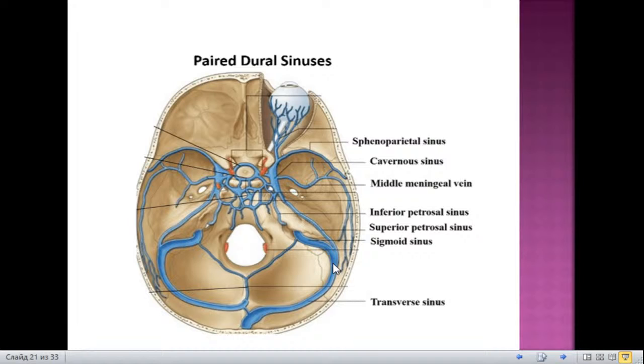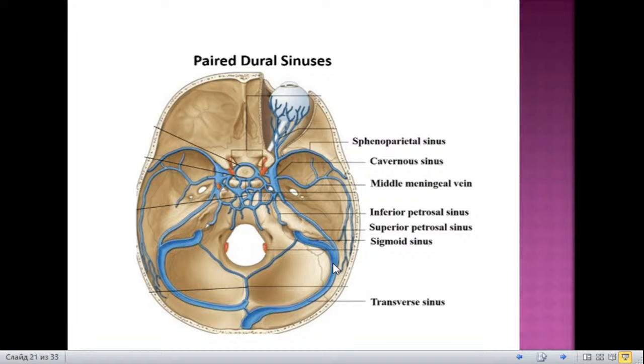So those are the sinuses of the dura mater. But how do these sinuses fill with blood? I mean, what are the tributaries of the sinuses? So these sinuses receive a lot of tributaries. Firstly, they receive blood from the bones of skull. Actually, we don't study these veins in detail. Usually these veins of the bones have similar names to the bones.